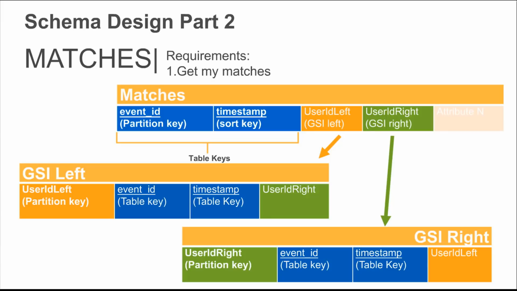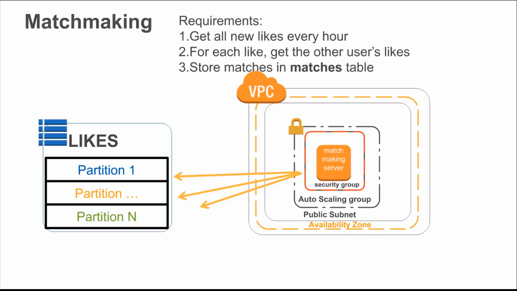Now, once I have a like, I need to find out if there's a connection between the two of us. So I create this matches table. The match has a unique ID, an event ID, and two users, the left user and the right user. The left user could be user 1, and the right user is user 2. If I want to get my matches, I might be user number 1 or user number 2, so I have to query the left and the right global secondary indexes to find whether I've matched.